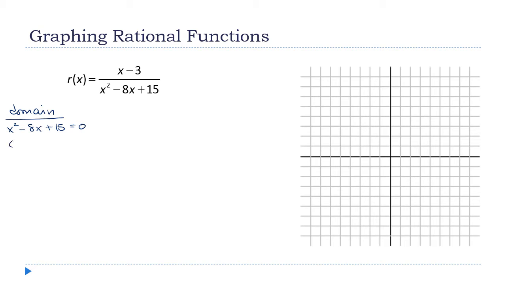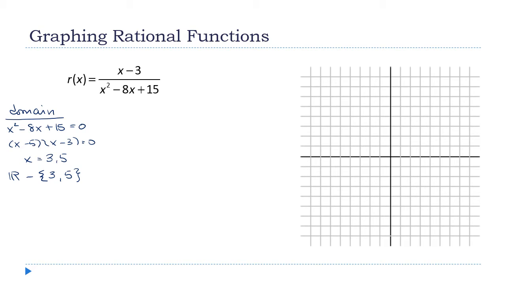Look, I can factor this. This is x minus 5 times x minus 3. And I get two numbers. The function is undefined at 3 and 5. So the domain is all real numbers except 3 and 5. Okay, so I can't really put that on my graph yet.